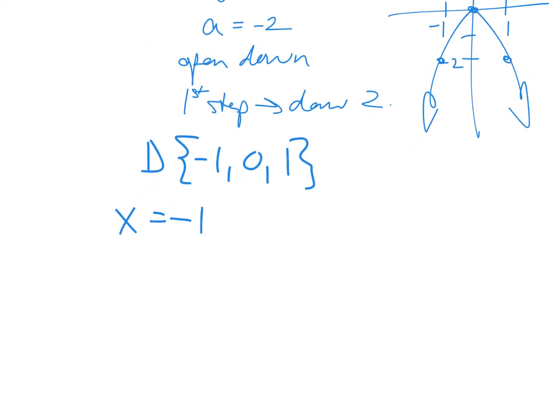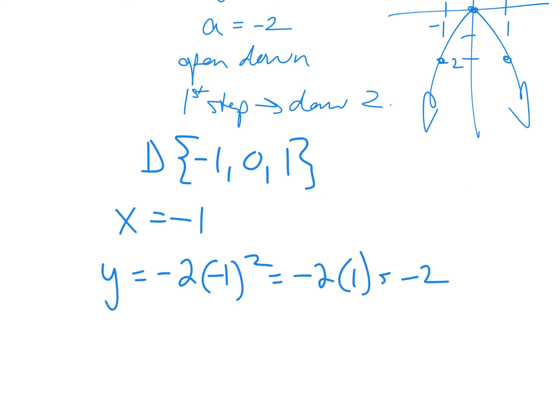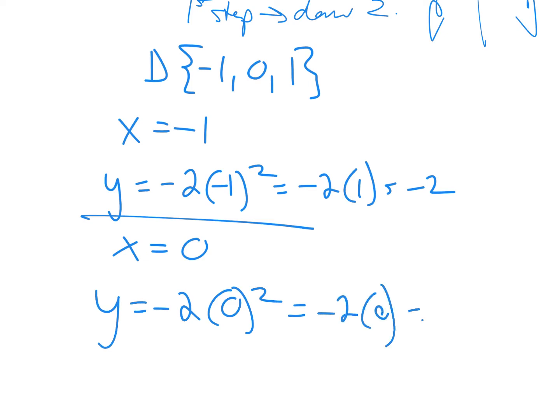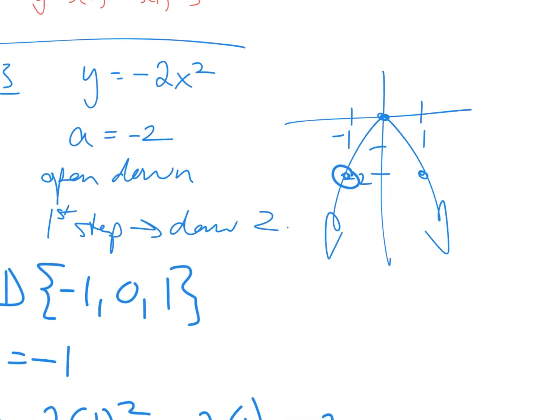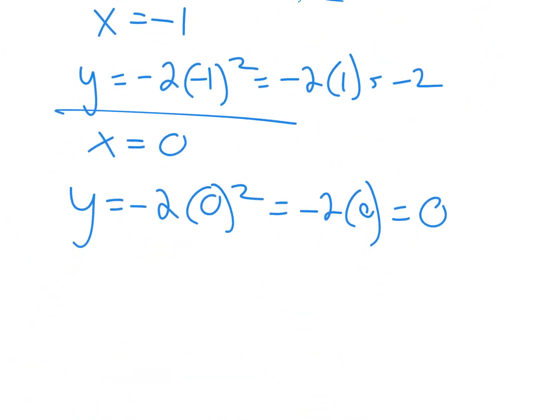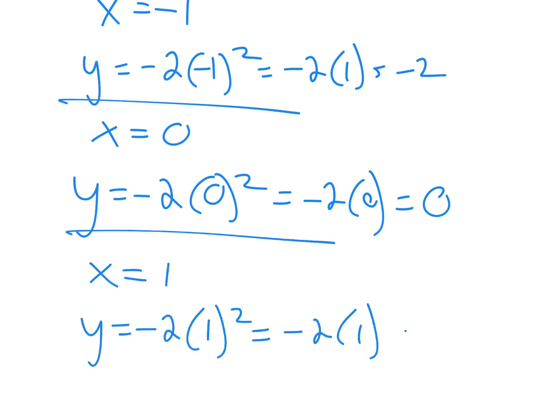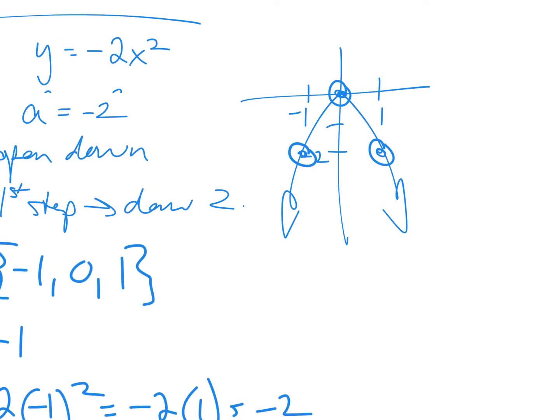So when x equals -1, y will equal -2 times -1 squared, -2 times 1, which is -2. And that's that point right there. When x equals 0, y equals -2 times 0 squared, which is -2 times 0, which is 0. And that is this point. And when x equals 1, y will equal -2 times 1 squared, which is -2 times 1, which is -2. And that is our point on the right.